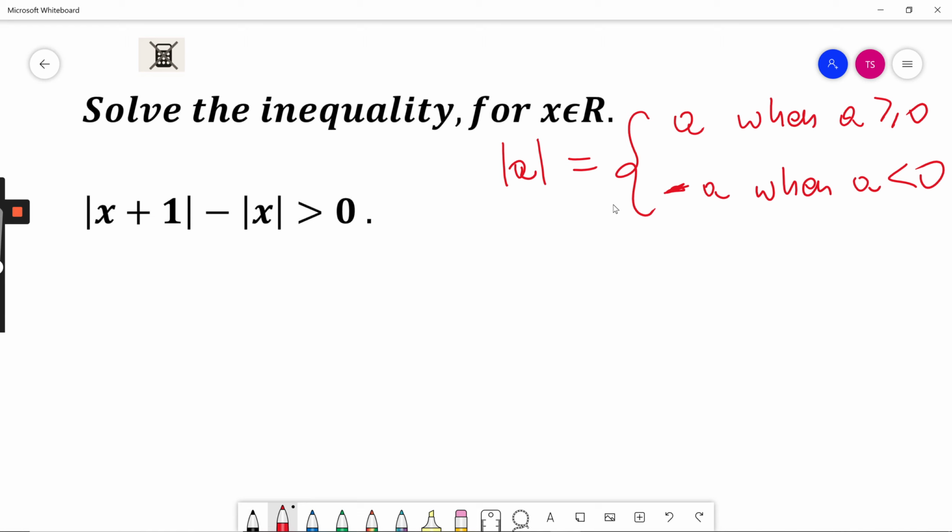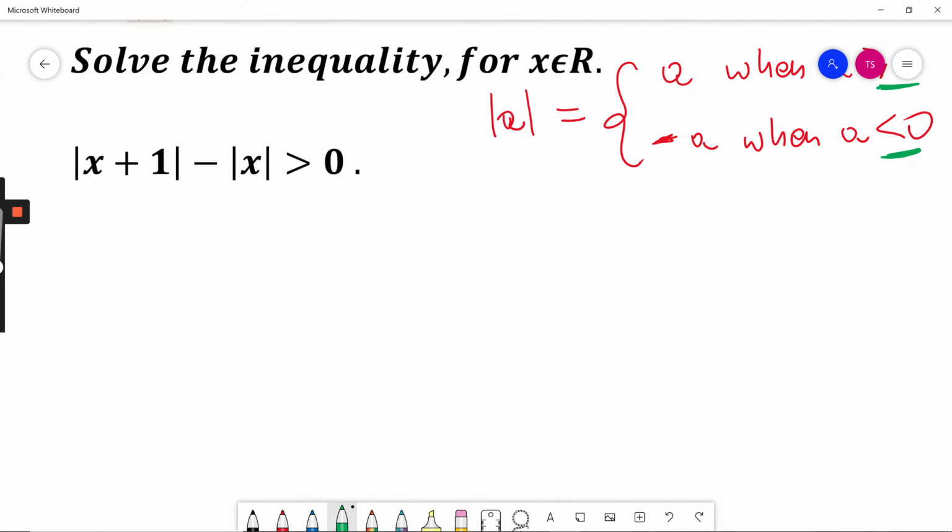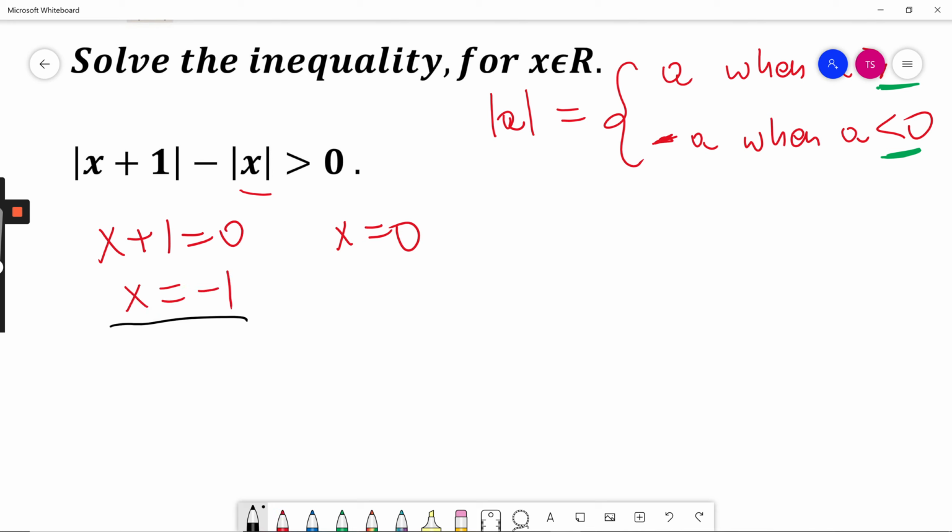So in this question we have two absolute values, and first I will calculate when my absolute values are actually 0. This is an important place to know when the absolute value is 0. So I will check when x plus 1 is 0 and just x is 0 for the second one. X plus 1 is 0 when x is negative 1. So I have two important numbers, minus 1 and 0.